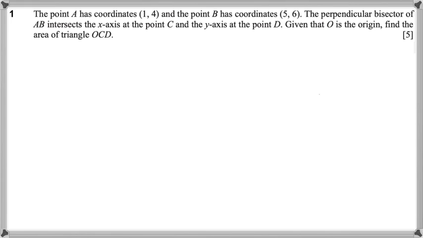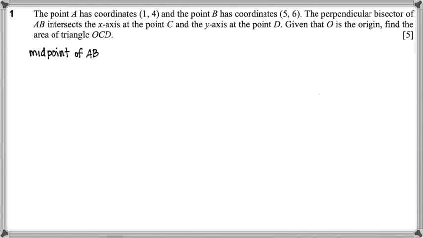So in this situation, we will be finding the area of a triangle, but before finding the area of a triangle, we need to know the base and height of the triangle. And in that case, we need to know the equation of the line for AB and also the equation of the line of the perpendicular bisector that intersects the x-axis. So first, we need to find out the midpoint of line AB.